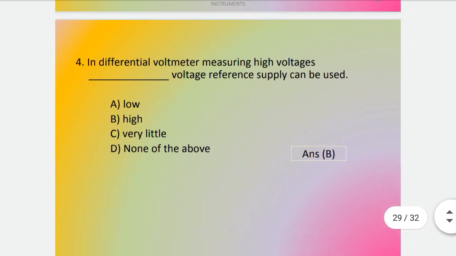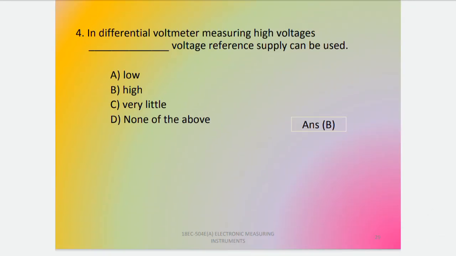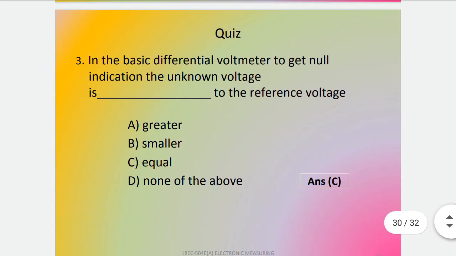In the differential voltmeter, for measuring high voltages, a dash voltage reference supply can be used. That means for measuring high voltages, a high reference voltage supply can be used. In the basic differential voltmeter, to get the null indication, the unknown voltage is dash to the reference voltage. In the basic differential voltmeter circuit, in the null condition, the unknown voltage is equal to the reference voltage.